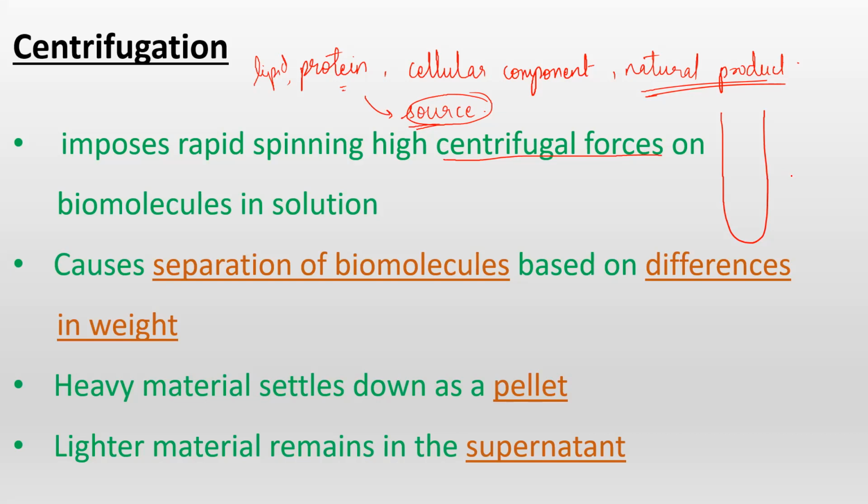There are two centrifuges. One is a tabletop centrifuge, which is a small one, not very heavy. You can lift it from one place to the other. And when you are working on small samples, 1 ml or even less than an ml, then you can use a microfuge. It is called a microfuge because it works on smaller samples. Okay, small volumes of sample.